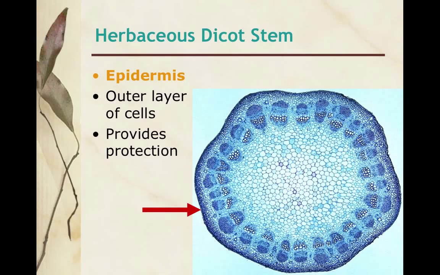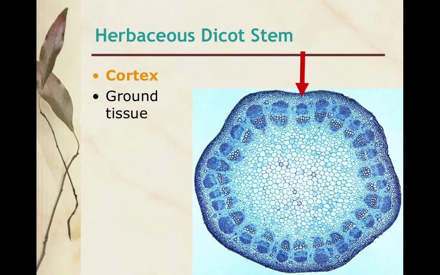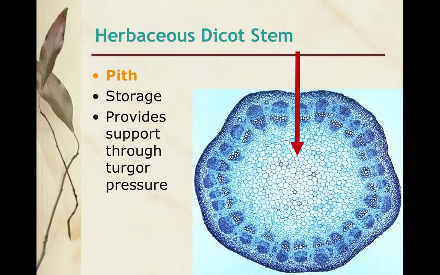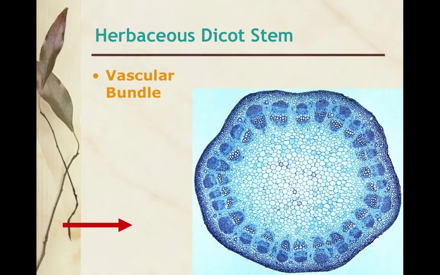And then inside is the cortex, where it's pointing there, okay, just right there. It's made out of ground tissue, and there might be chloroplast because it's green. And then there's pith in the middle, and there's storage area, and then it provides support through like turgor pressure, okay, so just think like lots of osmosis happening there.